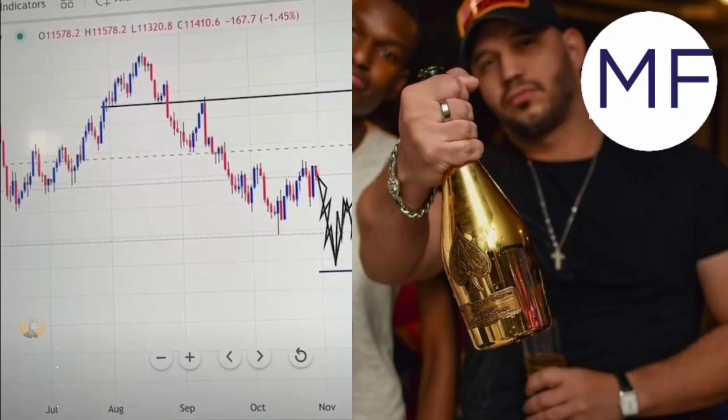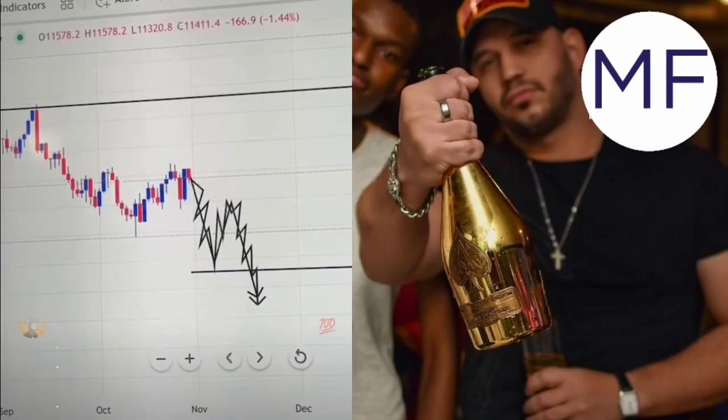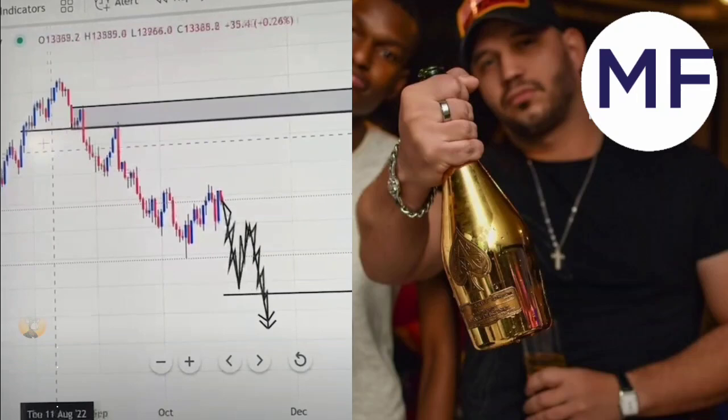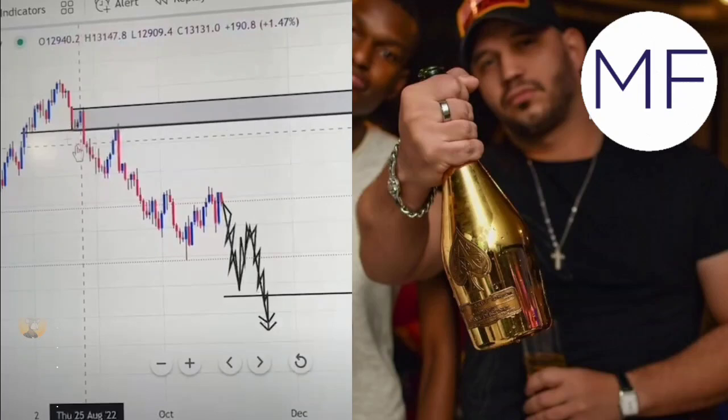Then what do we have? We have price mitigating and price then falls. That was the change of character as we took out this low before the next high. Change of character, price mitigates, price falls.